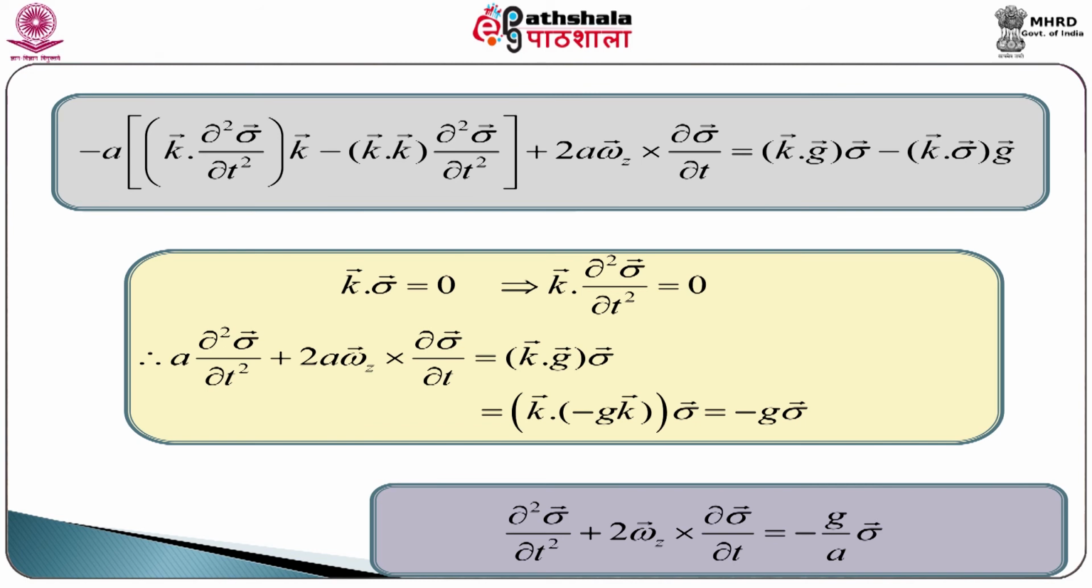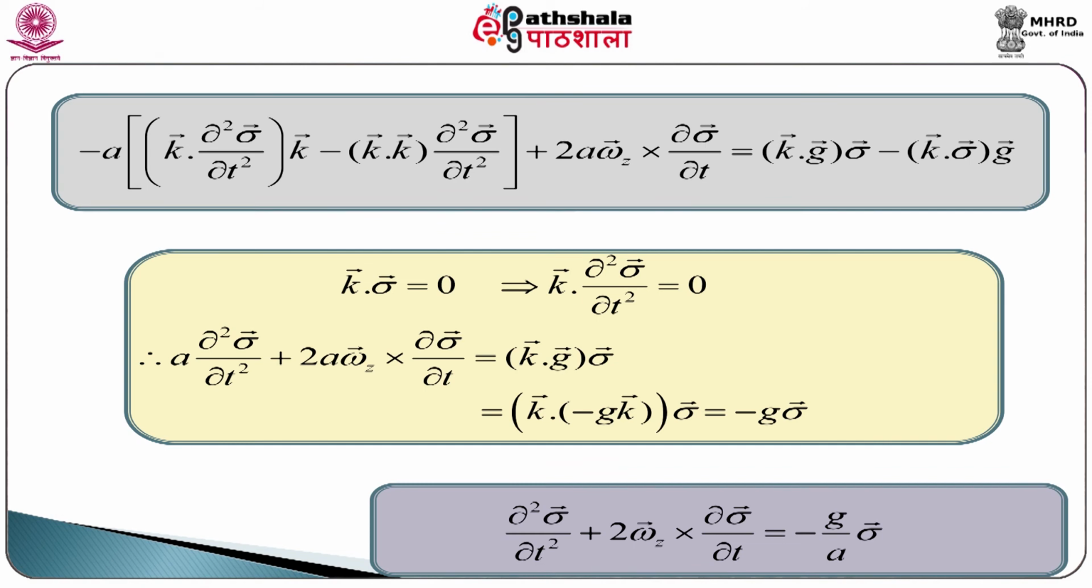Now, k dot sigma equal to 0, since both are perpendicular vectors. So, we have k vector dot ∂²σ vector/∂t² equal to 0. Substituting this result in the previous equation, we get a into second order partial derivative of sigma vector with respect to time t plus 2a omega_z vector cross ∂σ vector/∂t equal to k vector dot g vector into sigma vector.